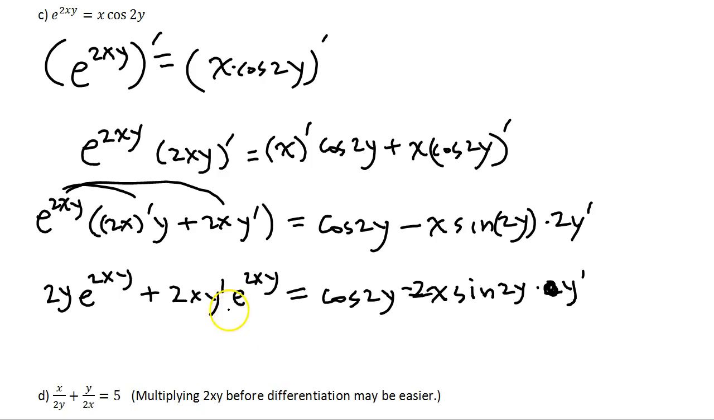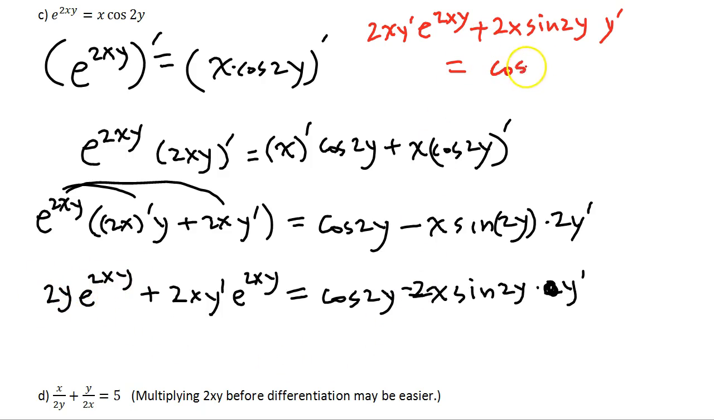Alright, again we see some terms. These two have y prime, these two don't. Let's move this over here and move that to the other side. What do I get then? I get 2xy prime e to the 2xy plus 2x sine 2y y prime equals, on the other side, since I'm moving this to the other side, cosine 2y minus 2y e to the 2xy.